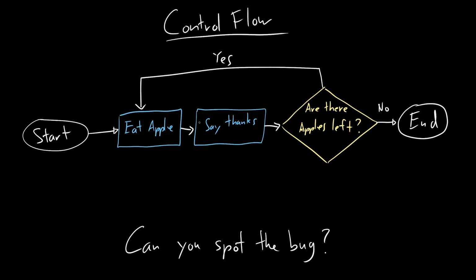So let's run this again. Imagine if you have 5 apples, and then first you eat an apple. So now you have 4 apples, and then you say thanks. And then are there any apples left? Yes, there are 4 left. And then because it's yes, you go back here, you eat another apple, you say thanks. Are there apples left? Yes. And then 2 apples left. You eat an apple, say thanks. Are there any apples left? Yes. 1, and then finally 0. And then once you have 0 and you ask, are there apples left? You say no, and you end it here.